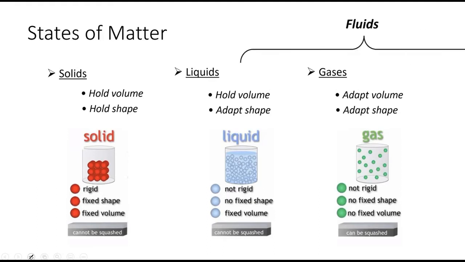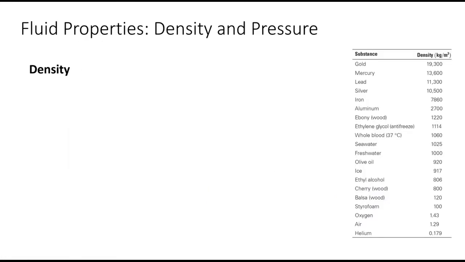All right, and so then liquids and gases together are what we refer to as fluids. So a fluid could be either a liquid or a gas. Okay, so when we talk about fluids, we tend to talk about two quantities, density and pressure. So density and pressure, they're not just defined for fluids, but we tend to talk about them a lot when we're talking about fluids. So these apply to solids as well.